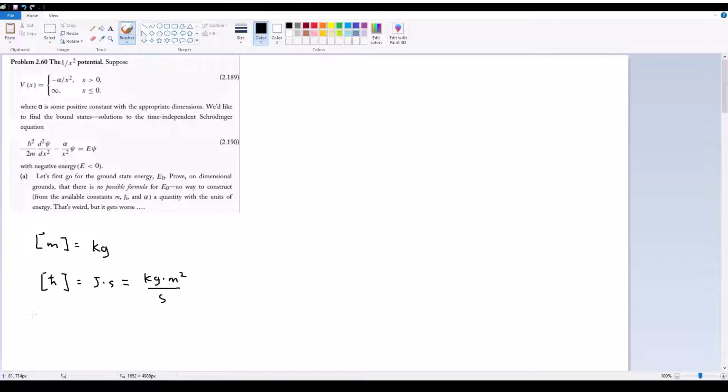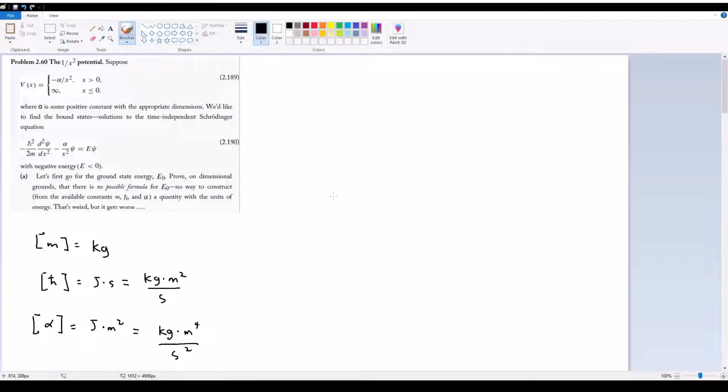And then finally we have alpha, which is a constant, and they don't tell us what the actual units of alpha are, but we can deduce what it is by realizing that V has to have units of energy, therefore joules. So alpha over x squared has to have units of joules. X squared has units of meters squared. So therefore alpha has to have units of joules times meters squared, because this is the only way to cancel out the meters squared in the denominator with x squared to make joules. So this is going to give us kilograms times meters to the 4th divided by seconds squared.